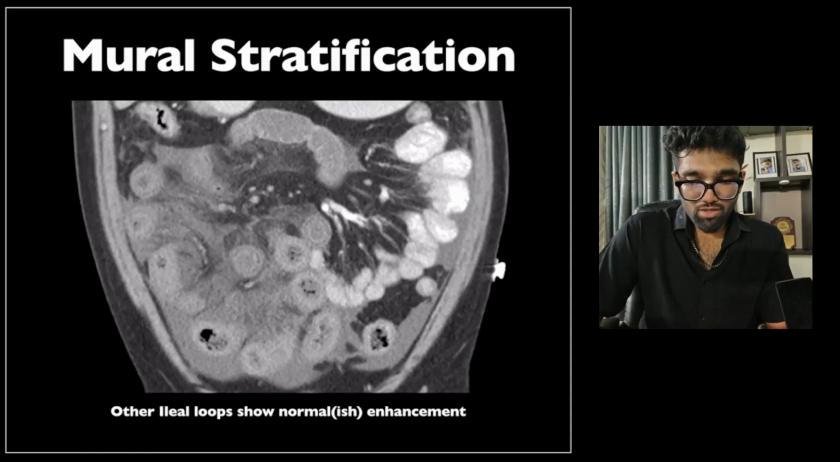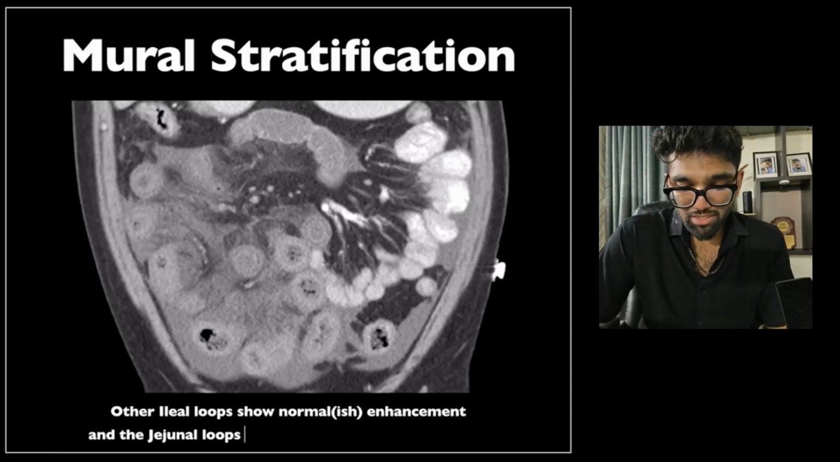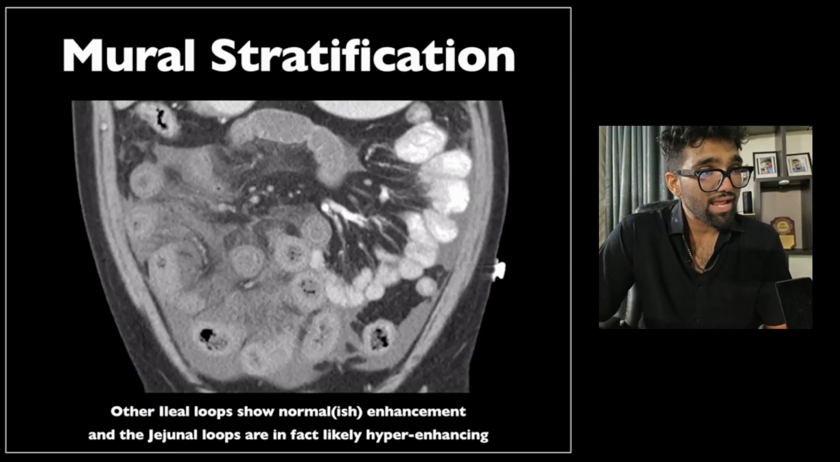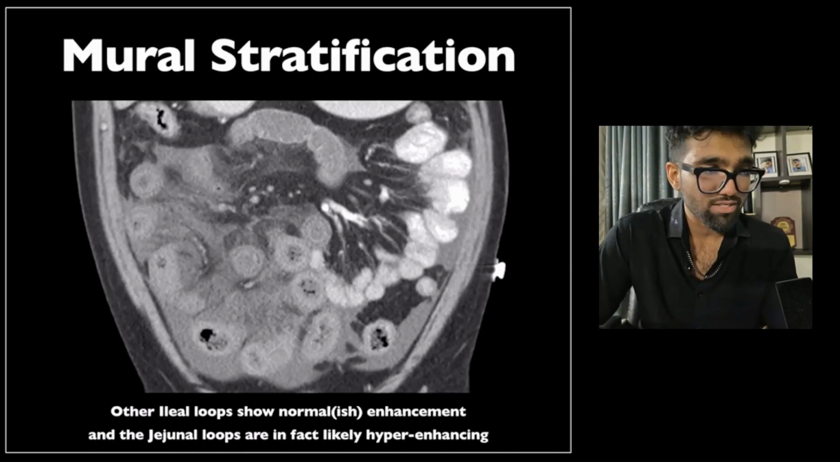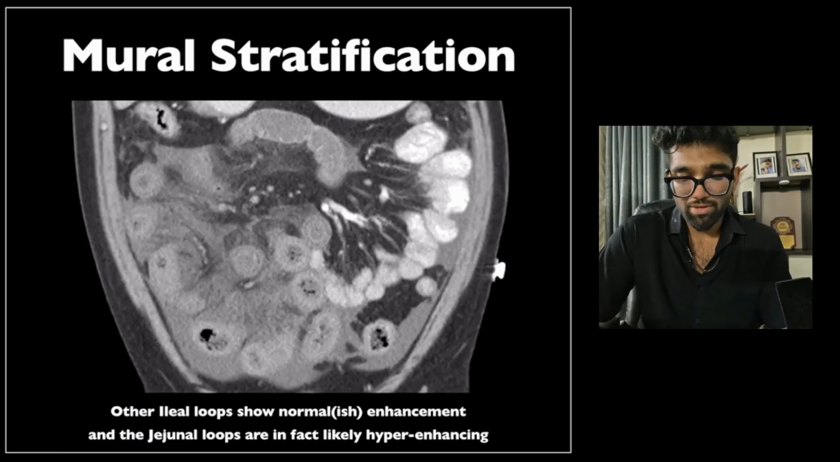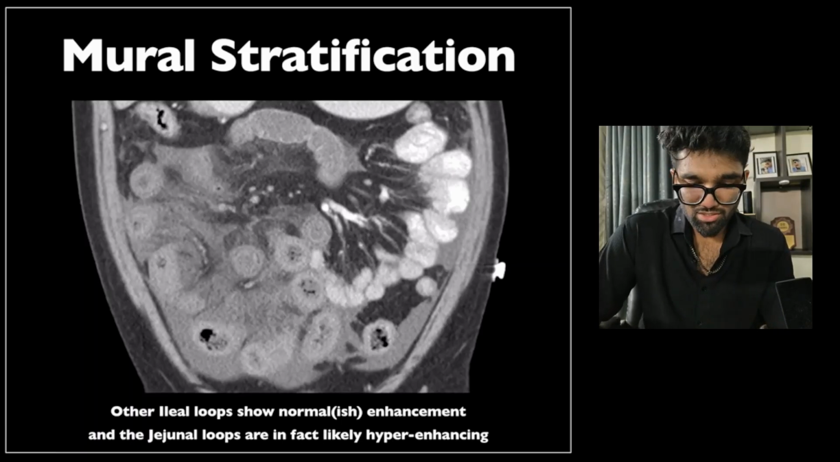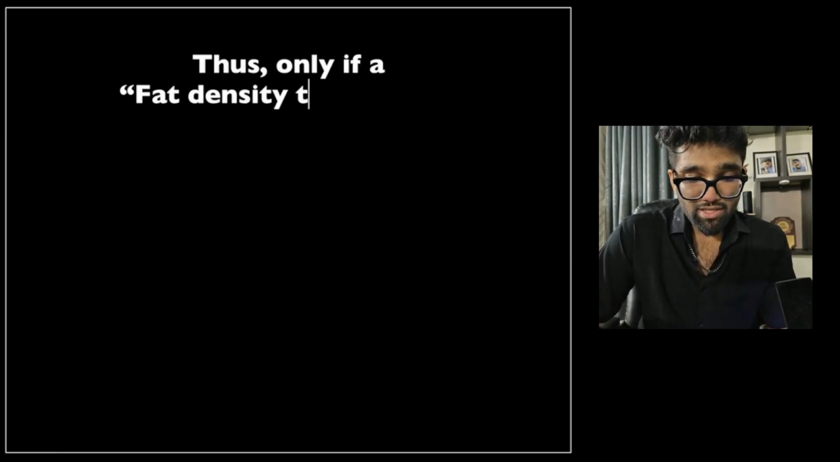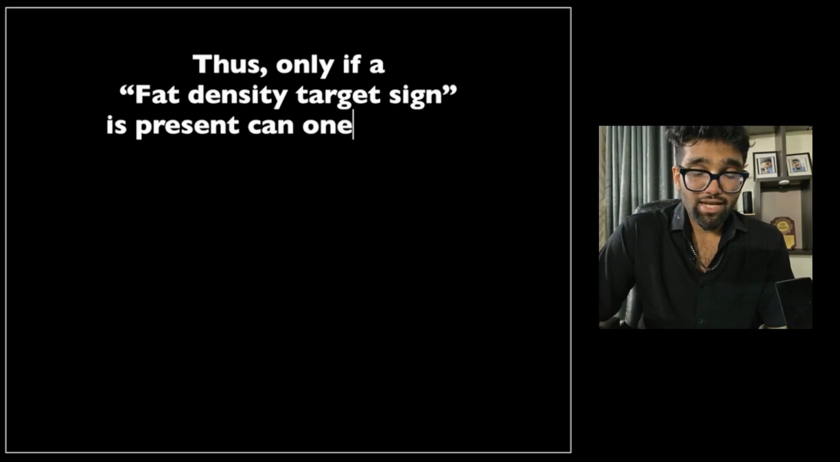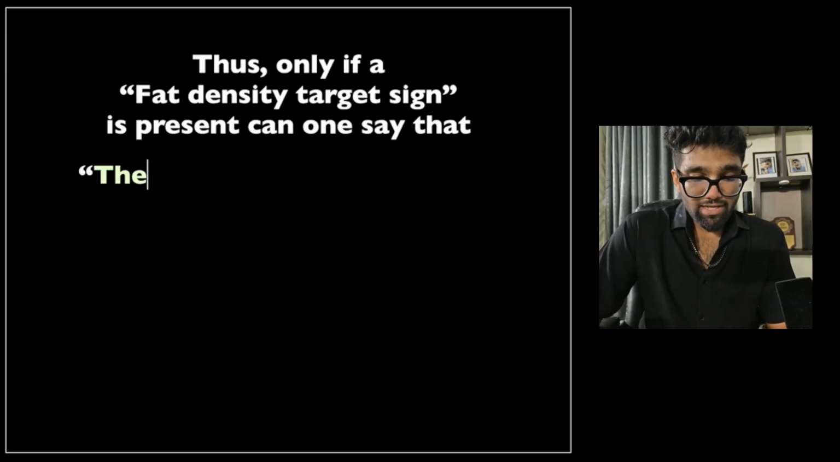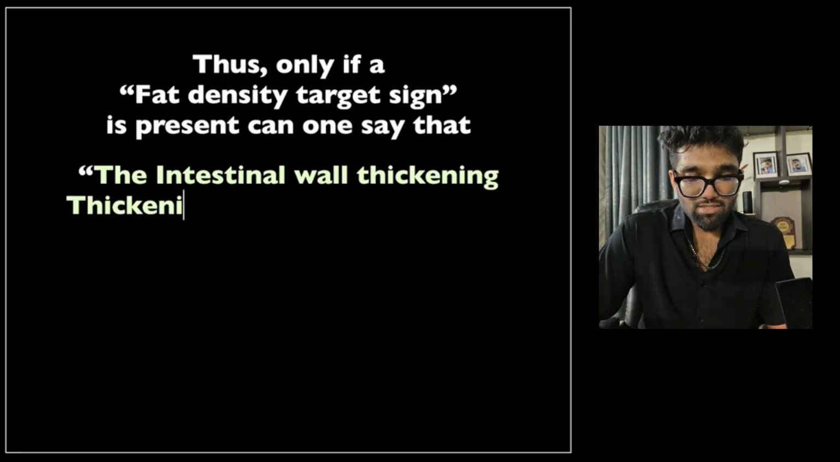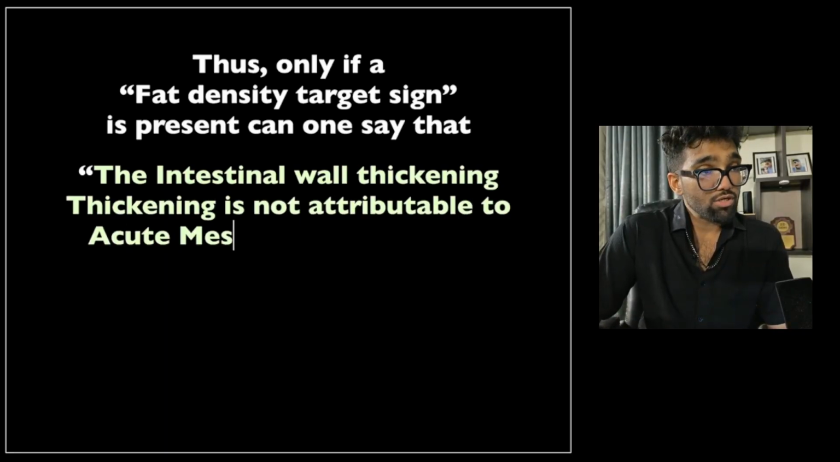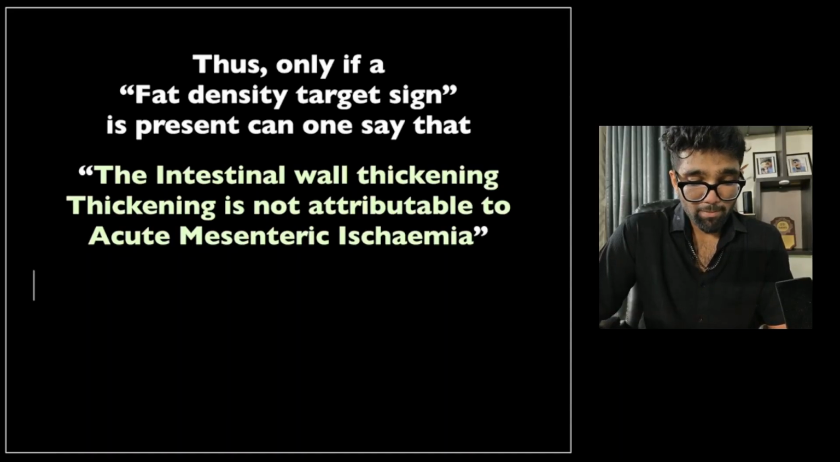Now, importantly, mural stratification can coexist with normal enhancement, and the jejunal loops here actually look hyperenhancing. But like I said, normal jejunal loops can also have hyperenhancement to them. So that is not something that is specific. So what we can say is, if you get a fat density target sign, then one can quite clearly say that the intestinal wall thickening is not attributable to acute mesenteric ischemia. That is the only time I can say it is not due to acute mesenteric ischemia.